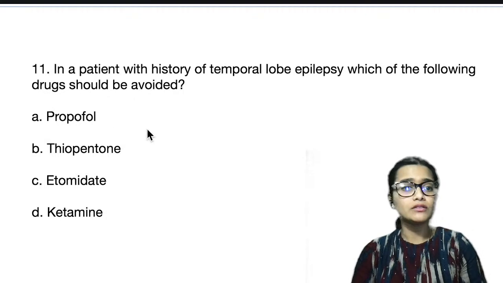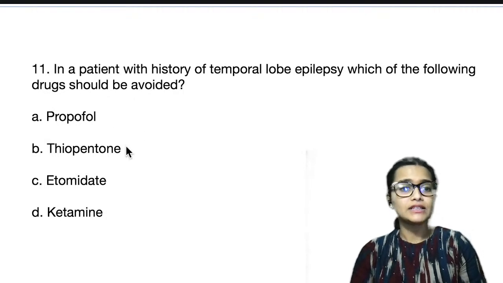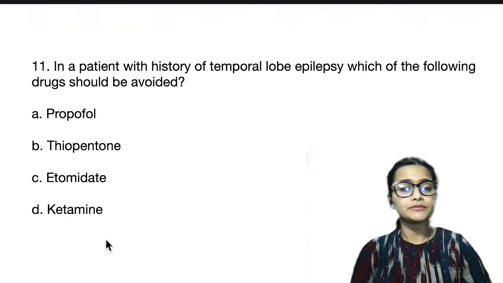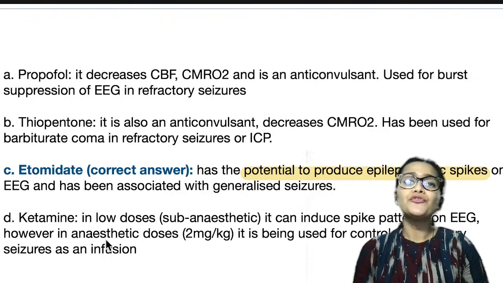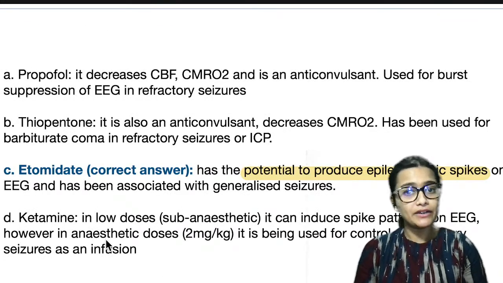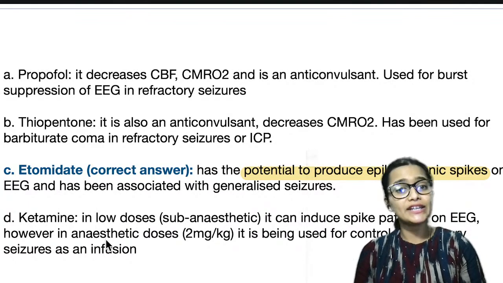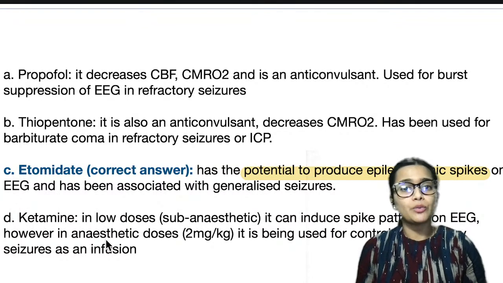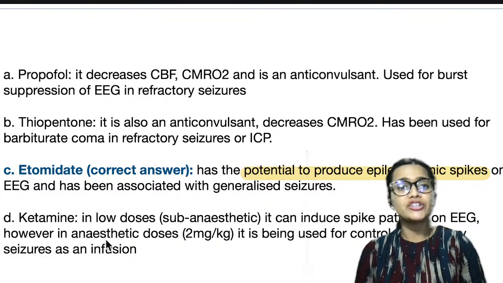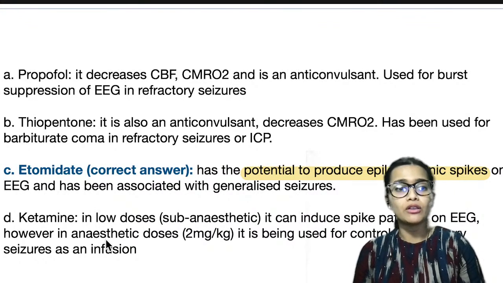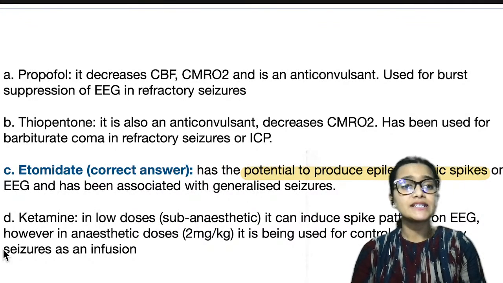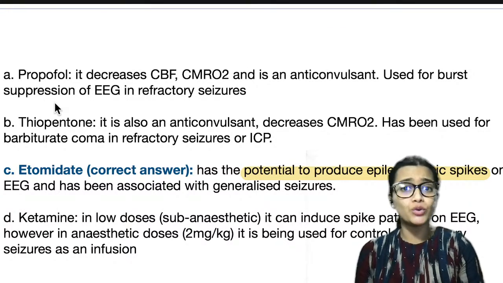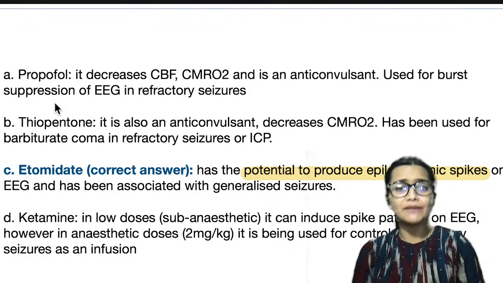A. Propofol, B. Thiopentone, C. Etomidate, and D. Ketamine. So propofol, as we know, decreases your cerebral blood flow, decreases the cerebral metabolic rate of oxygen, and is an anticonvulsant. In your status epilepticus pathway, when everything fails, you just give the patient general anesthesia and you can induce them with propofol. And it is also used for burst suppression of the EEG in refractory seizures. Burst suppression, as in you give such a high dose that you achieve an isoelectric point on your EEG.